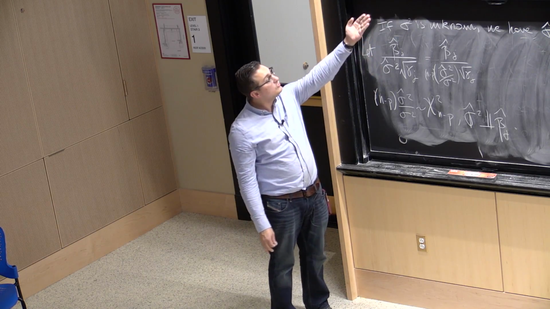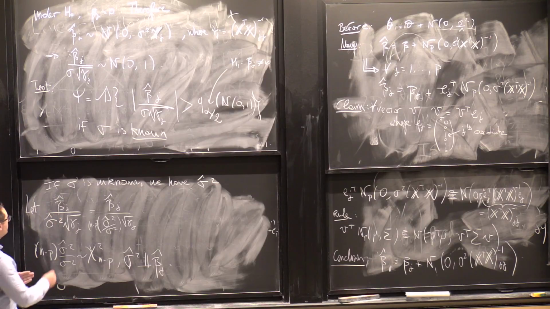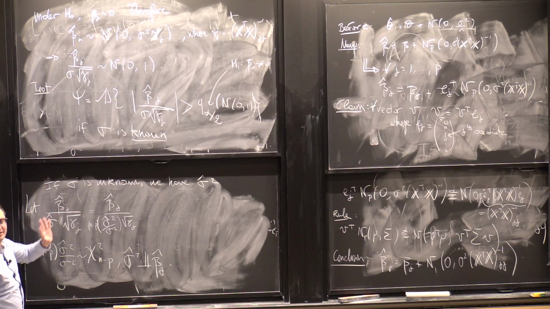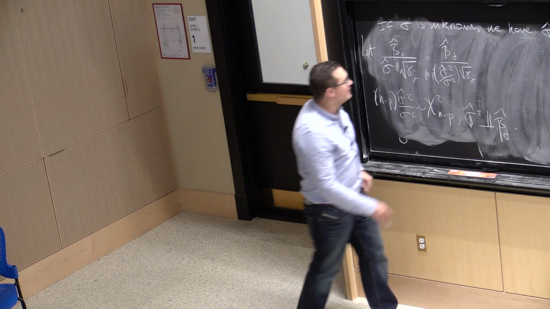Because, right, if you don't know what sigma is, sorry, that's not sigma. You mean the square? Yeah. Oh, thank you. Yes, that's correct. Okay, so you don't know what sigma is. You replace it by sigma hat. That's the most natural thing to do. You just now want to find out what the distribution of this guy is.